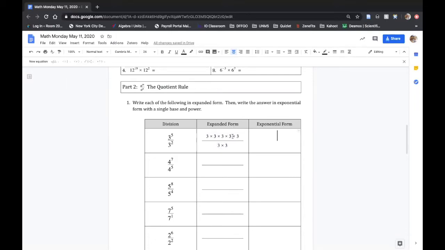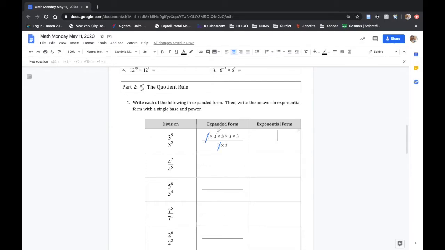Now, I need to figure out how to write this in exponential form, but right now that doesn't look that simple to me, right? But what you have to remember is that when you're working with fractions, if you have the same number on the numerator and the denominator, you can actually cross those out, all right? So basically the 3 on the top and a 3 on the bottom, that's going to divide to 1 because 3 divided by 3 is 1. So I can get rid of a 3 from the top and a 3 from the bottom.